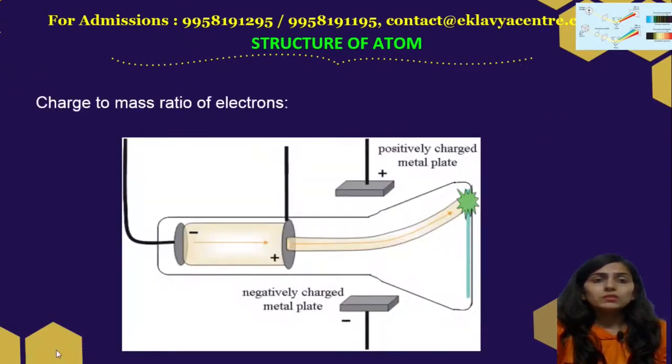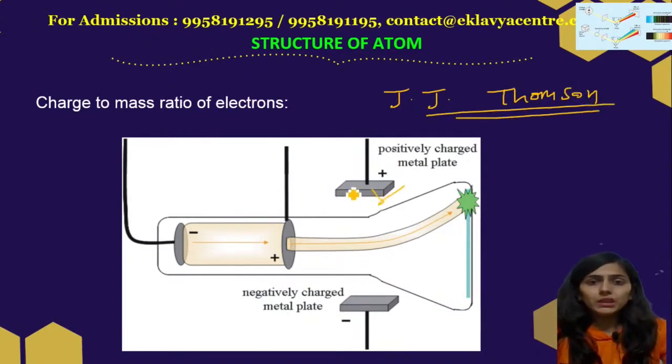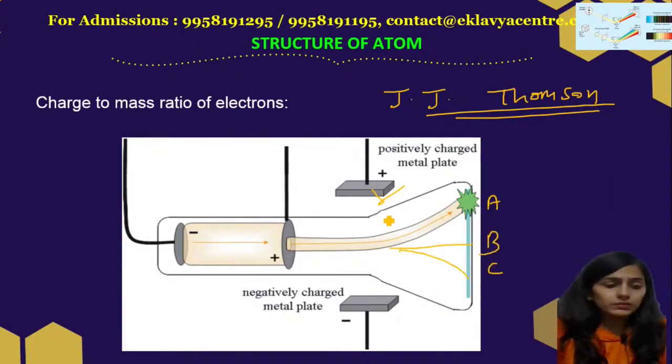Now on the basis of the same experiment, J.J. Thomson, after seeing Faraday's experiment, also performed this cathode ray experiment. You can see the exact picture in NCERT. What happened was, he performed the experiment in the presence of an electric field as well as a magnetic field, and this is cathode and anode. Now, suppose this is A, this is B, and this is C.